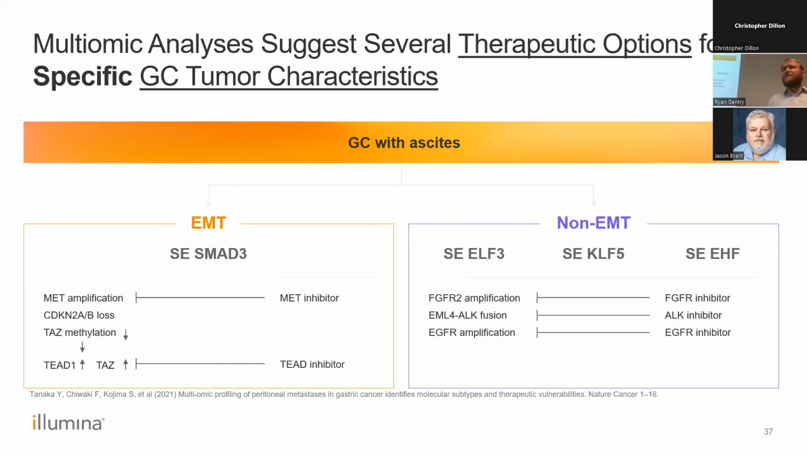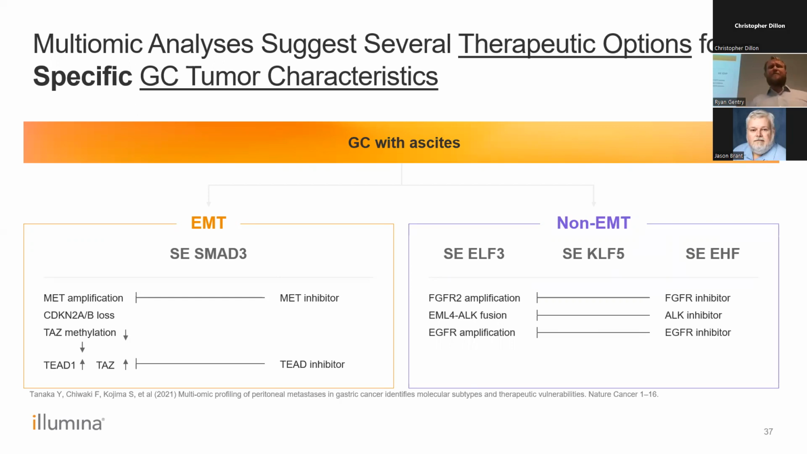Now, what that allowed them to do was, again, take these different groups and look for drugs on the market specific to those groups, and use that to treat the different groups. You can see over here the EMT group with the MET inhibitors and TEAD inhibitors, and the non-EMT group with the FGFR, ALK, and EGFR inhibitors.